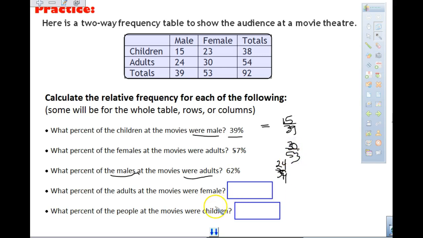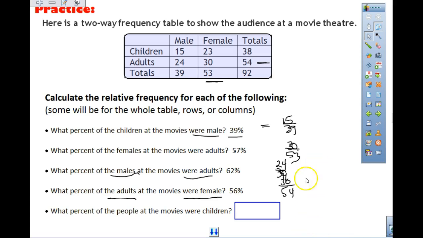53. Thank you. So this one, of adults, right? If we're looking at of our adults, percentage of adults at the movie that were female. So the question is, are we dividing by the 53 or the 54? We should be dividing in this case by the 54. And we are dividing 30 by 54. Because we're looking at of our adults, so we need the adult total. And we should have now 56.